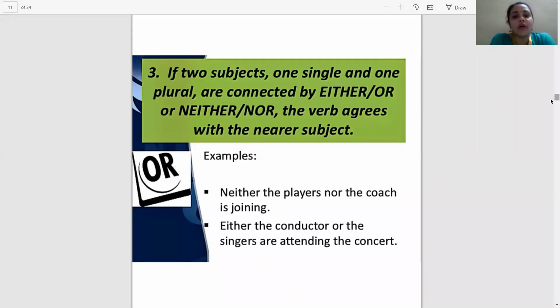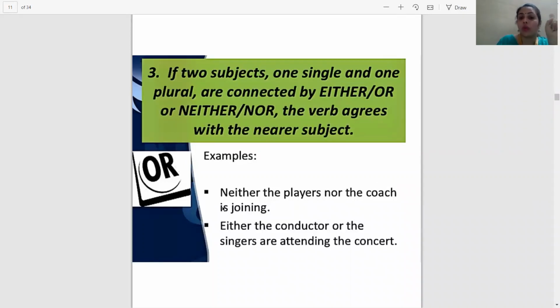Okay, so either or, neither nor. The verb agrees with the nearer subject. What is the nearer subject? Let's see. Neither the players nor the coach is joining. What is the rule? Two subjects, one singular, one plural. The players is a plural subject, the coach is the singular subject.